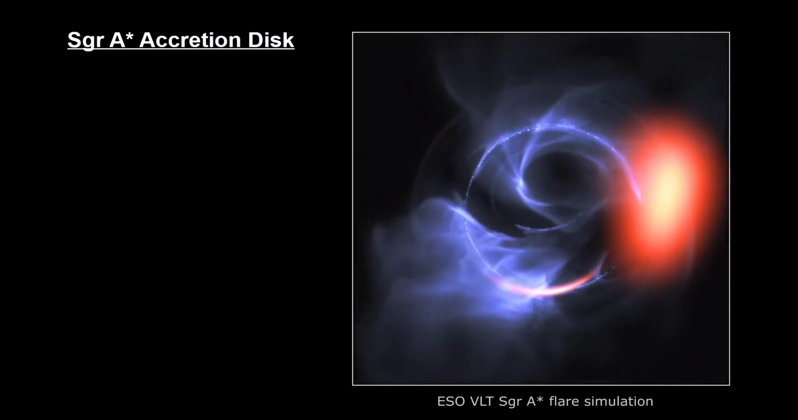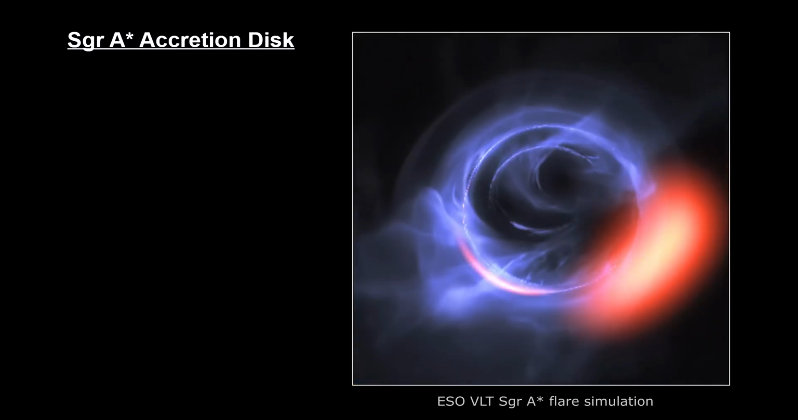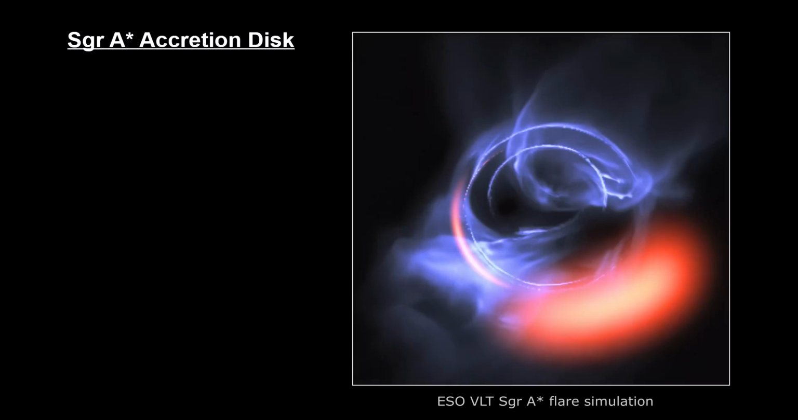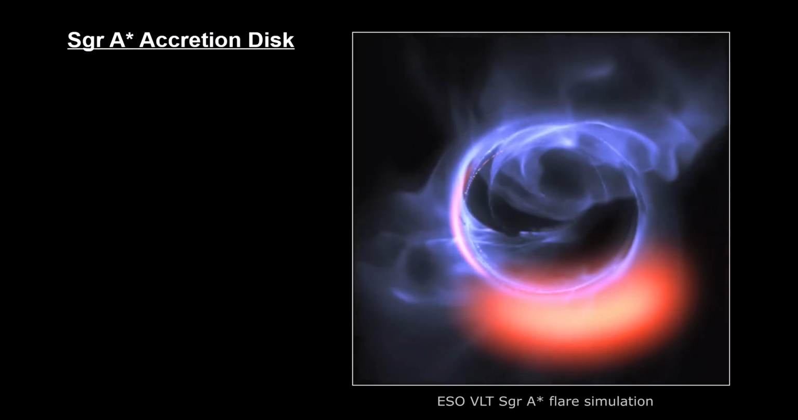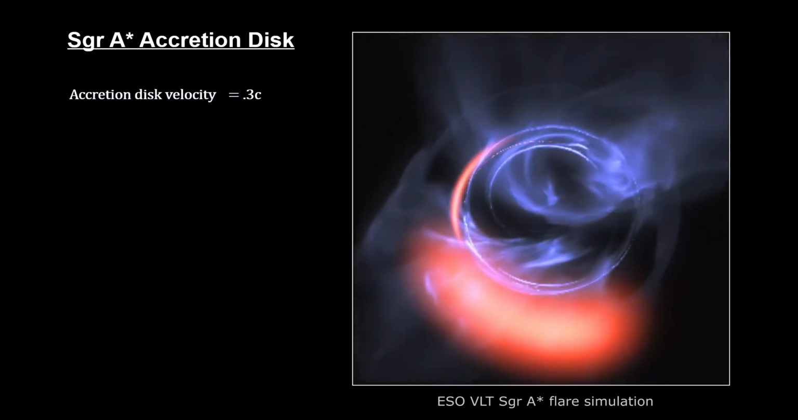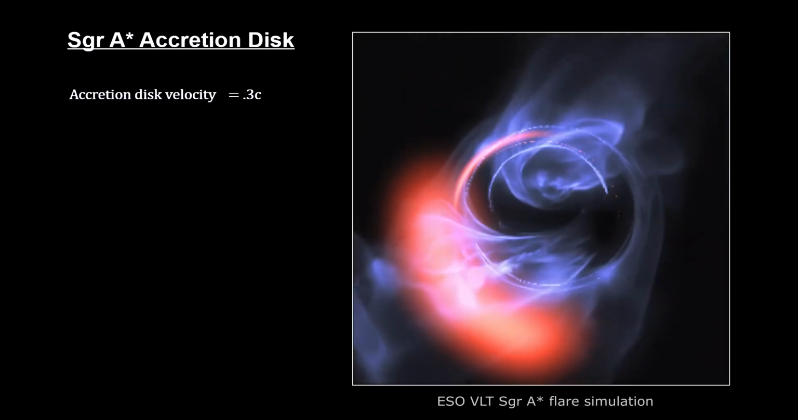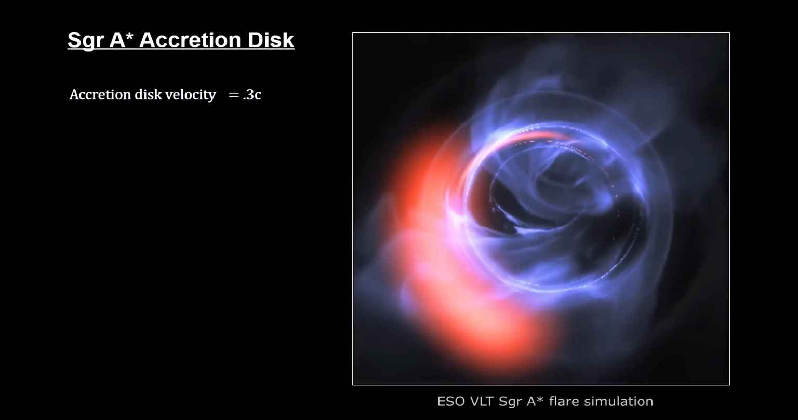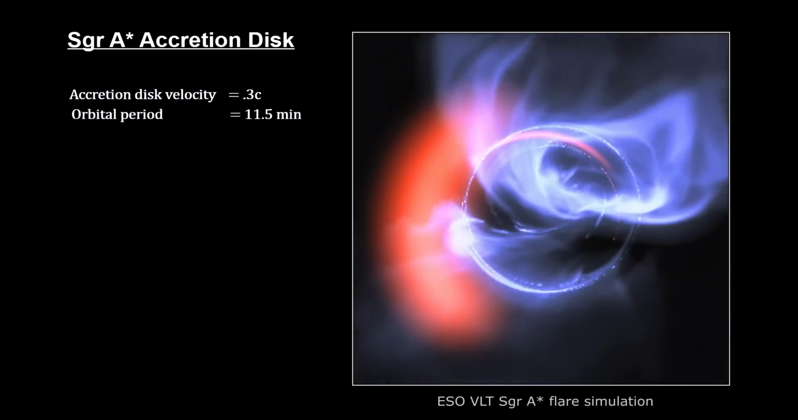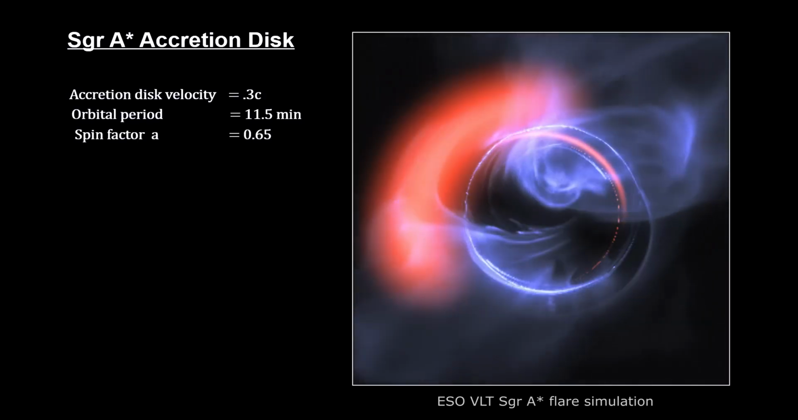In late 2018, ESO's GRAVITY instrument observed flares of infrared radiation coming from the accretion disk around Sag A*. These flares came from clumps of gas swirling around at about 30% of the speed of light on a circular orbit just outside the event horizon. They indicate that Sag A* is spinning with a full rotation every 11.5 minutes. This makes the 4 million solar mass Sag A* a supermassive Kerr black hole.